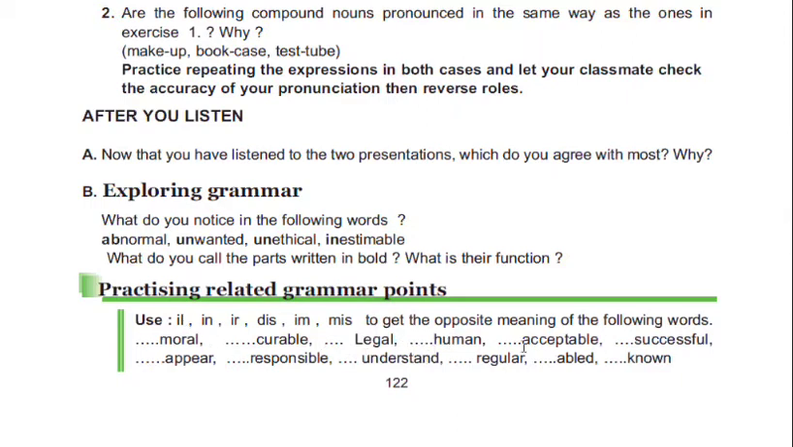unacceptable, UN, which is not in the list here, unsuccessful, disappear, irresponsible, misunderstand, irregular, disabled, and unknown. As you can see, prefixes can be used to give the opposite meaning of these words. Moving on to the homework task.